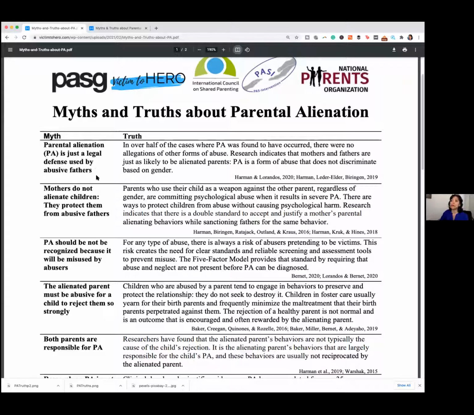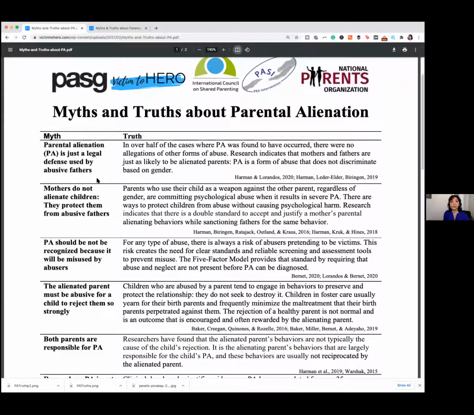The first point is: parental alienation is just a legal defense used by abusive fathers. There's a huge group of people that believe parental alienation is not real at all, and that it's just an excuse, a legal defense by abusive fathers. They say it's only something that fathers who have physically abused mothers in a domestic violence situation use, when the mother is trying to protect the child, and the father then uses parental alienation as an excuse to win custody in court.